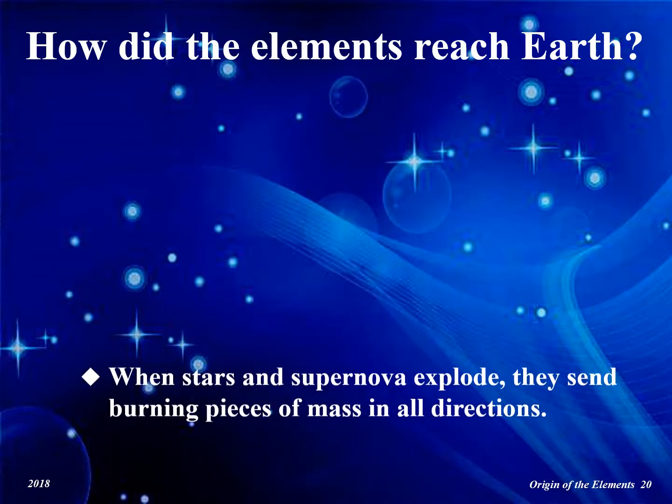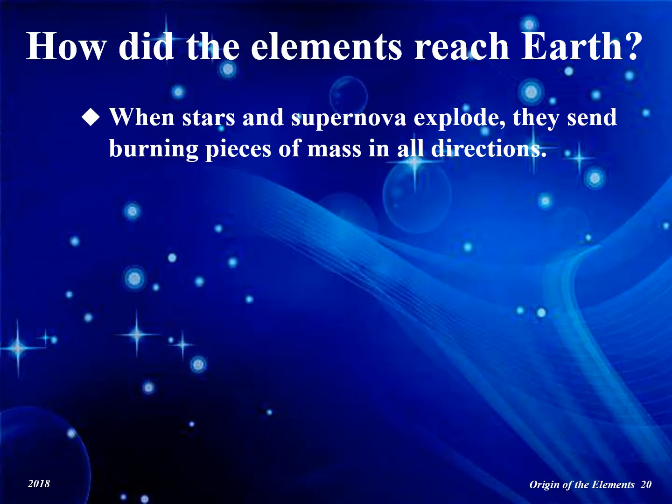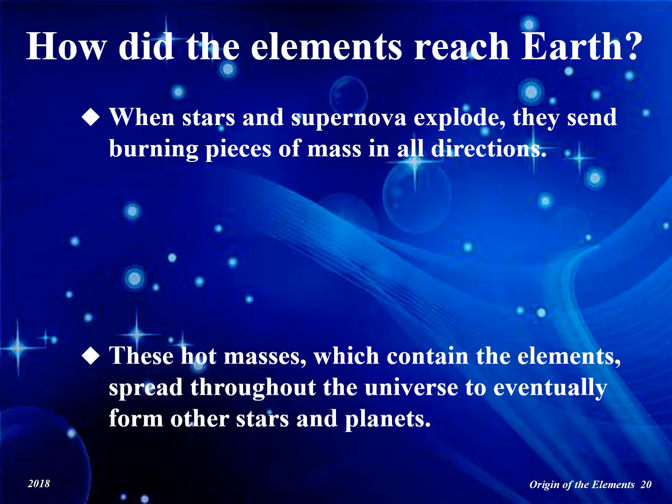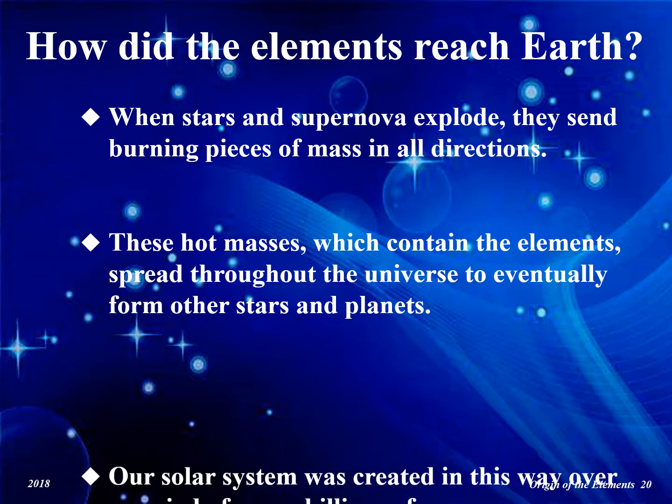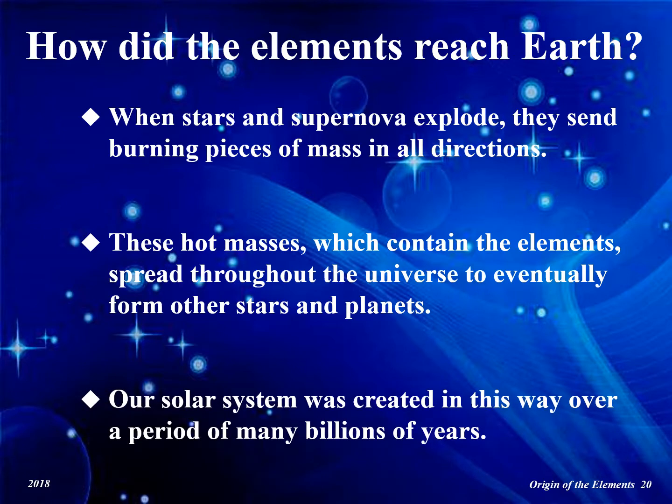Now let us look at how the elements reached the Earth. When stars and supernova explode, they send burning pieces of matter in all directions. These hot pieces of matter, which contain the various elements, spread throughout the universe to eventually form other stars and planets. In this way, our solar system was created over a period of many billions of years.